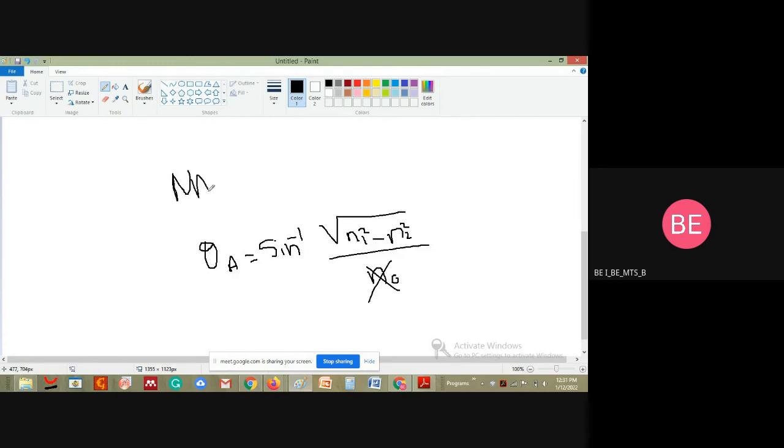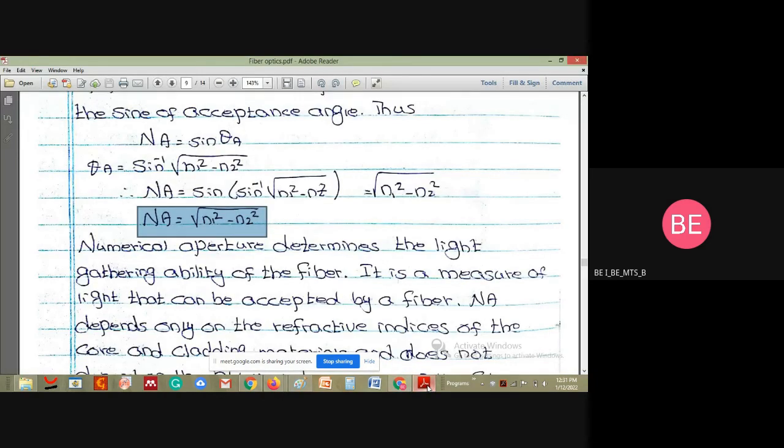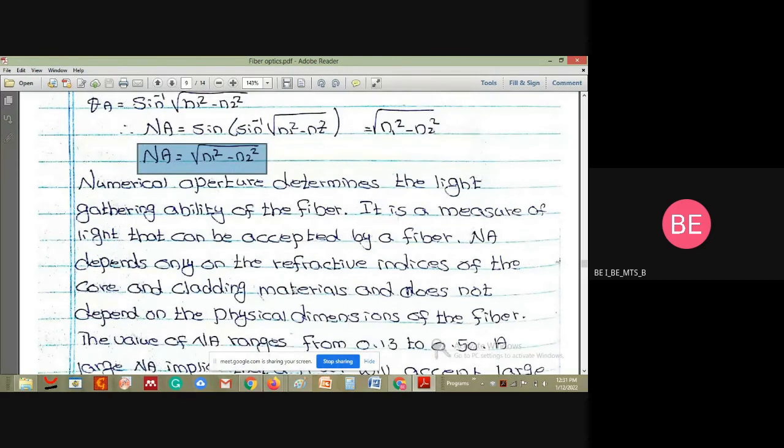And what is numerical aperture? Numerical aperture is equal to sine of theta A, or I can simply write root of n1 square minus n2 square divided by n0. If the fiber is kept in air, you can discard this n0, and numerical aperture will be equal to root of n1 square minus n2 square. So numerical aperture determines the light gathering ability of the fiber. It is a measure of the light that can be accepted by the fiber. How much light will be gathered and accepted by the fiber is given by this numerical aperture.